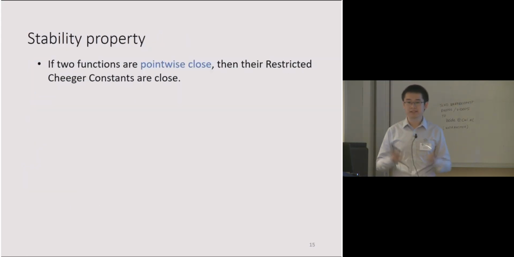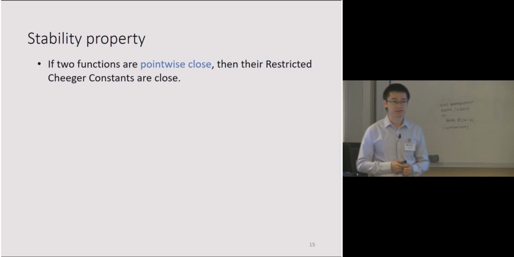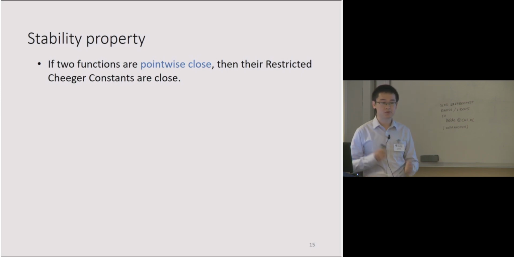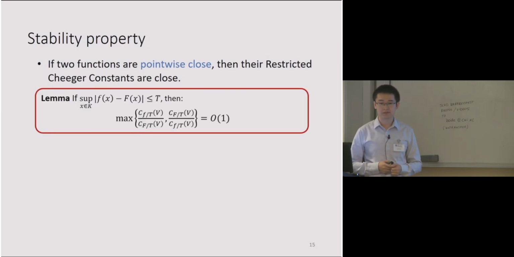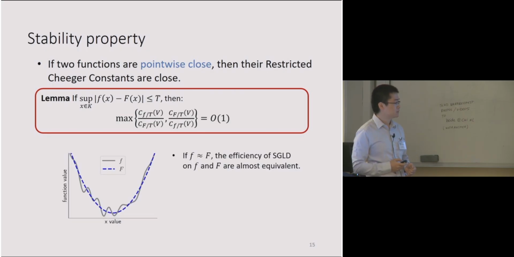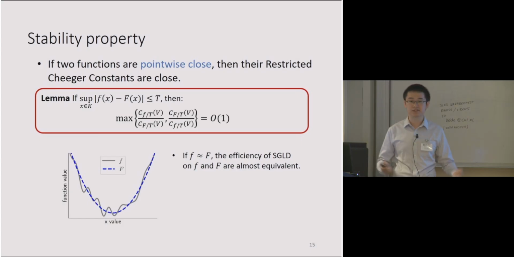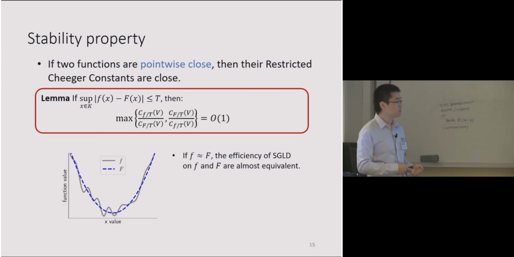Apart from this property, there's a second interesting property of the restricted jitter constant, which is called the stability property. This property says that if two functions are pointwise close or uniformly close, then the restricted jitter constants of them will also be close. Formally, if two functions f and capital F are uniformly close with threshold t, then the two restricted jitter constants defined on f over t and capital F over t should be on the same order. If you combine this relation with the last slide, which says that the restricted jitter constant is a measure of the efficiency of SGLD, we conclude that for two functions that are pointwise close, the efficiency of SGLD on these two functions will be almost equivalent.